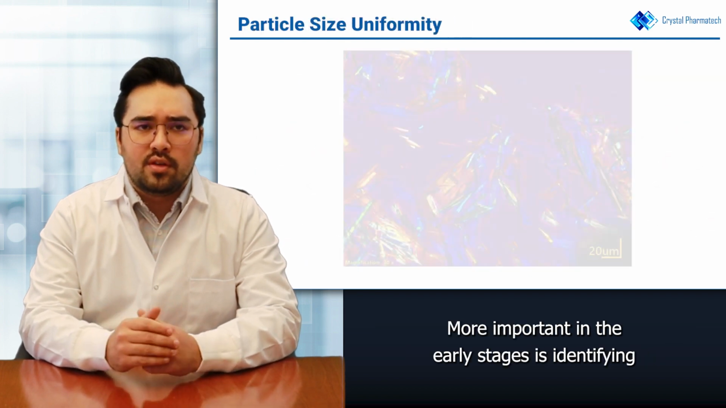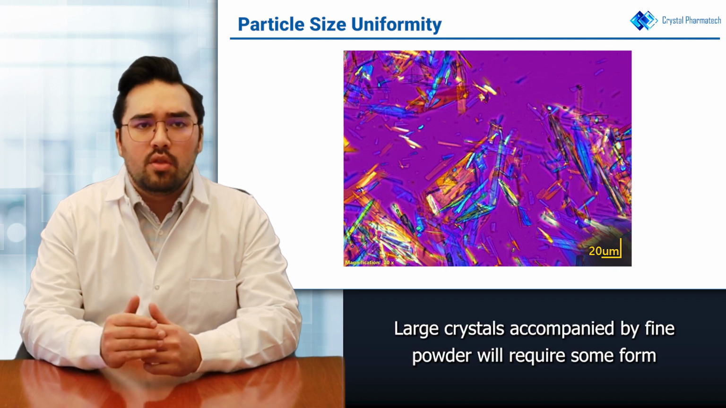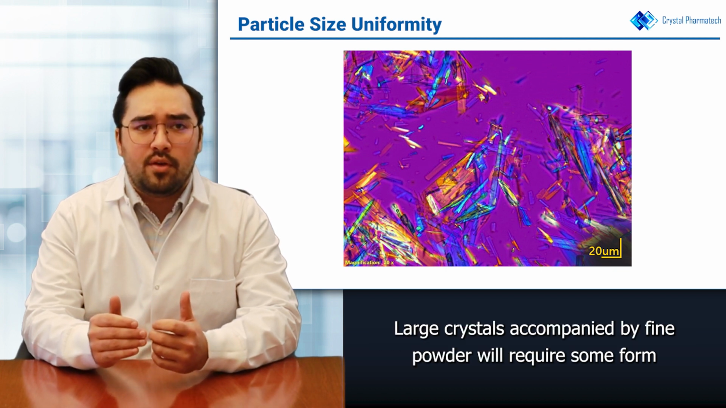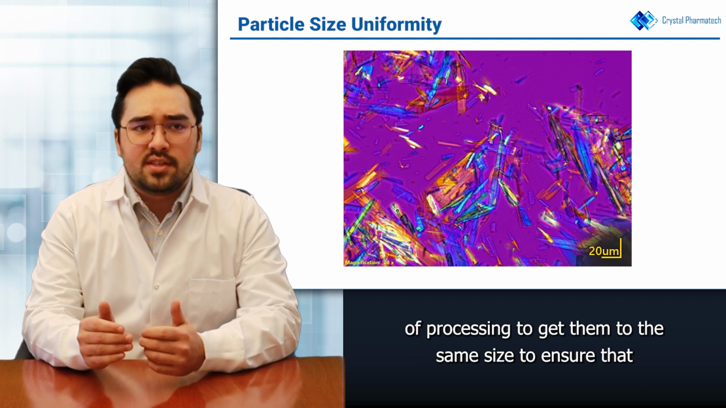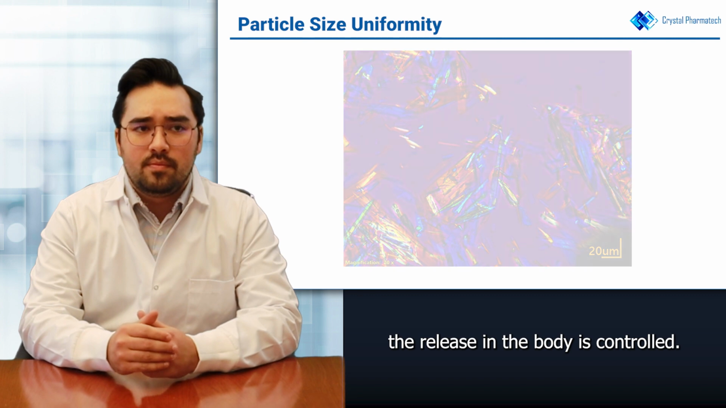More important in the early stages is identifying whether the particles are uniform in size. Large crystals, accompanied by fine powder, will require some form of processing to get them to the same size to ensure that the release in the body is controlled.